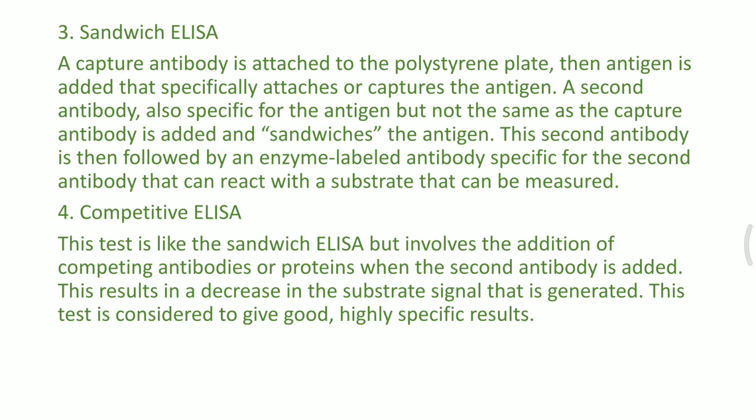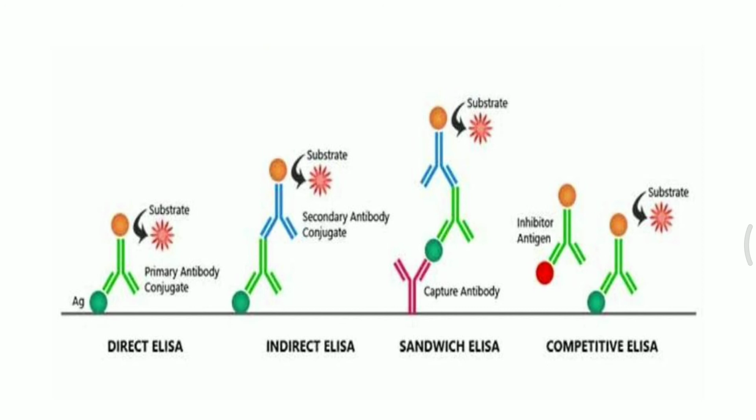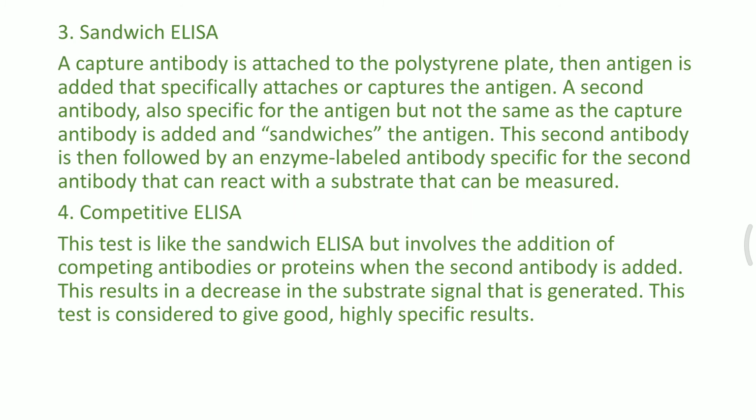The second antibody is then followed by an enzyme labeled antibody specific for the second antibody that can react with the substrate and can be measured. See, at first we are adding an antibody, then the antigen. After the antigen, secondary antibody. When primary and secondary antibodies are added, the antigen is sandwiched between two of the antibodies, the red and the green one. Later on, we add the antibody which is linked with the enzyme, and it has the capability of linking with the green antibody. And as a result, this entire conjugate is formed, and as soon as the substrate is added, the color change can be witnessed.